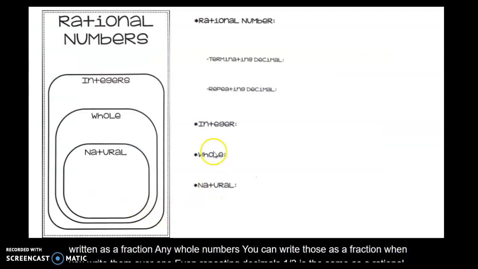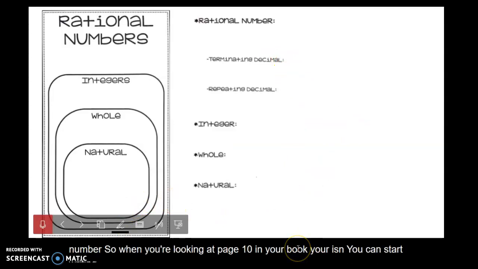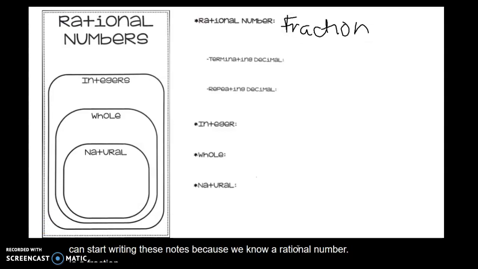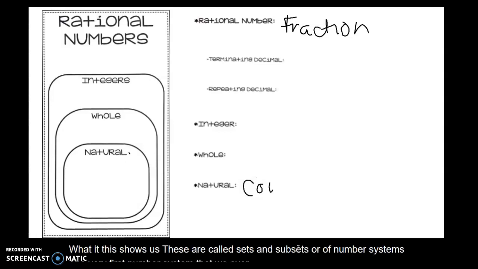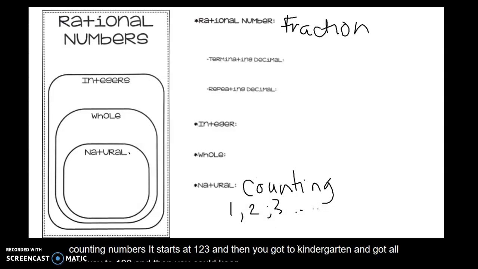So when you're looking at page 10 in your ISN, you can start writing these notes, because we know a rational number is a fraction. What this shows us are called sets and subsets of number systems. The very first number system that we ever learned was the naturals. It's the counting numbers. It starts at 1, 2, 3, and then you got to kindergarten and got all the way to 100, and then you could keep going. Any positive whole number is a counting number.